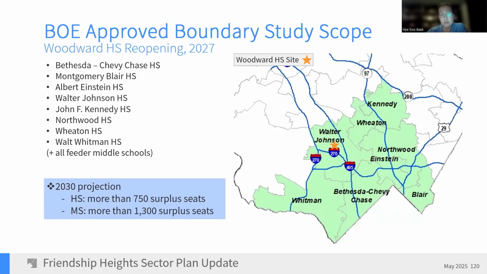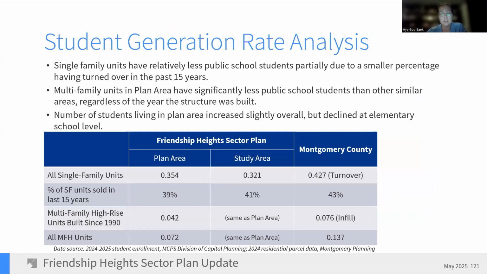One thing to note, as mentioned earlier, is that this area is part of the ongoing boundary study for the reopening of the Charles Woodward High School. The map here shows all 8 high schools included in this study scope and the location of the new Woodward High School. The high schools altogether are projected to have 750 surplus seats in 2030, and middle schools about 1,300 seats. Next.